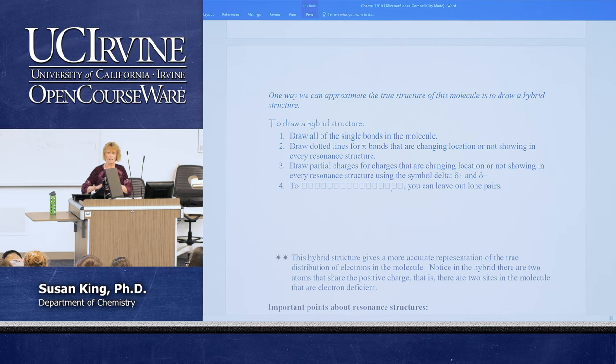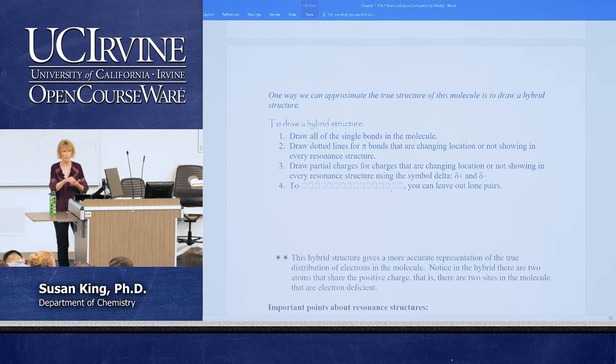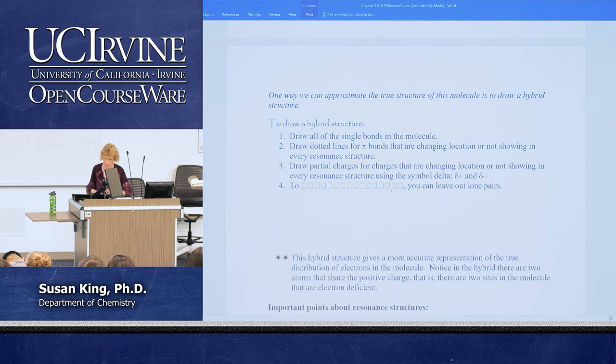When I draw hybrids, I leave off lone pairs. I completely ignore them. It's too confusing. So forget about the lone pairs. Draw the bonds. Any bonds that are changing are dotted. Partial charges for charges that are changing locations. So in that last structure, we had a positive charge on carbon. In one of the structures, we had a negative charge. We had a neutral charge on carbon. And then in the other structure, we had a positive charge on oxygen. In the other structure, we had a zero formal charge. So that means those would be partial charges.